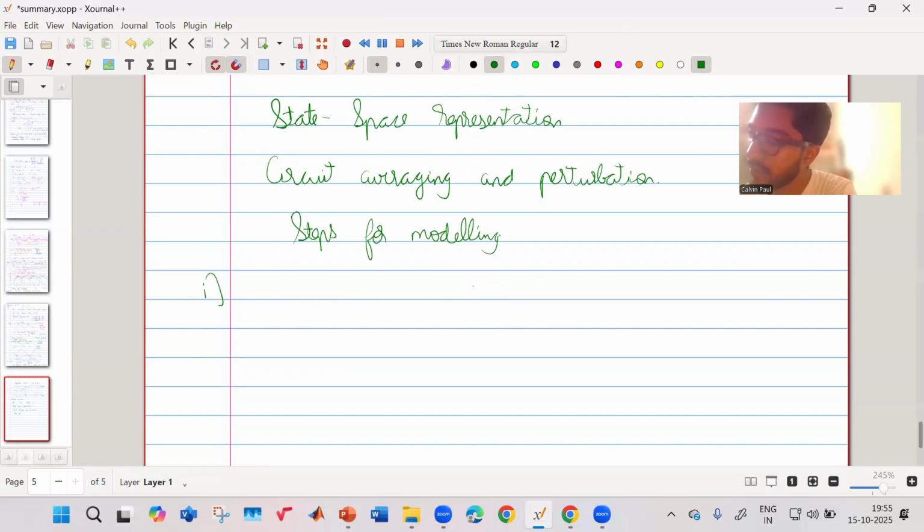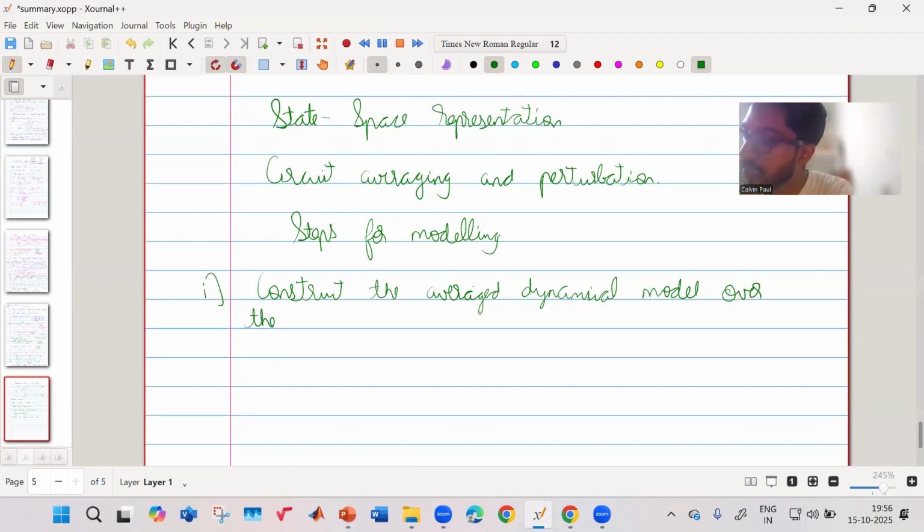One is construct the averaged dynamical model over the switching period T. Okay, that is over the switching period T. Next is we add a small signal perturbation.